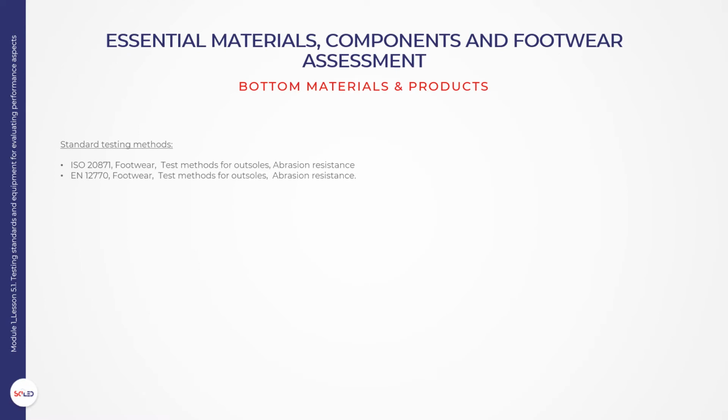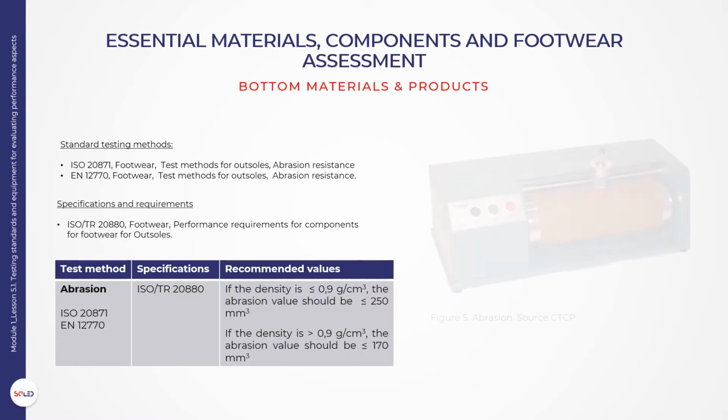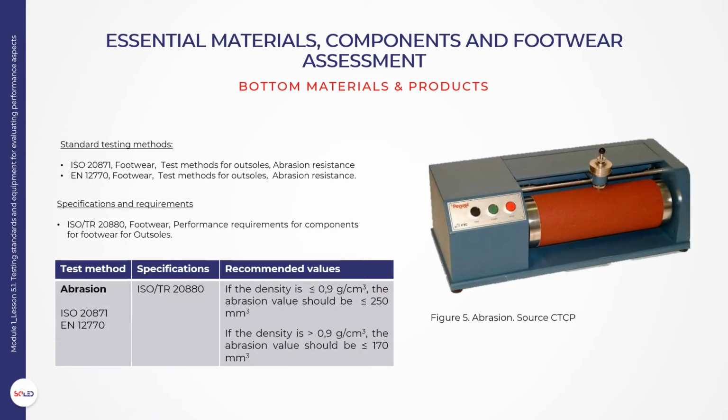Abrasion is the property related to the resistance that a material can handle when it is subject to friction. The abrasion tests for bottom materials involve the evaluation of their surface resistance with an abradant material or a mechanical machine. Usually, the standard ISO 20871 EN 12770 is used to perform this test on outsoles.